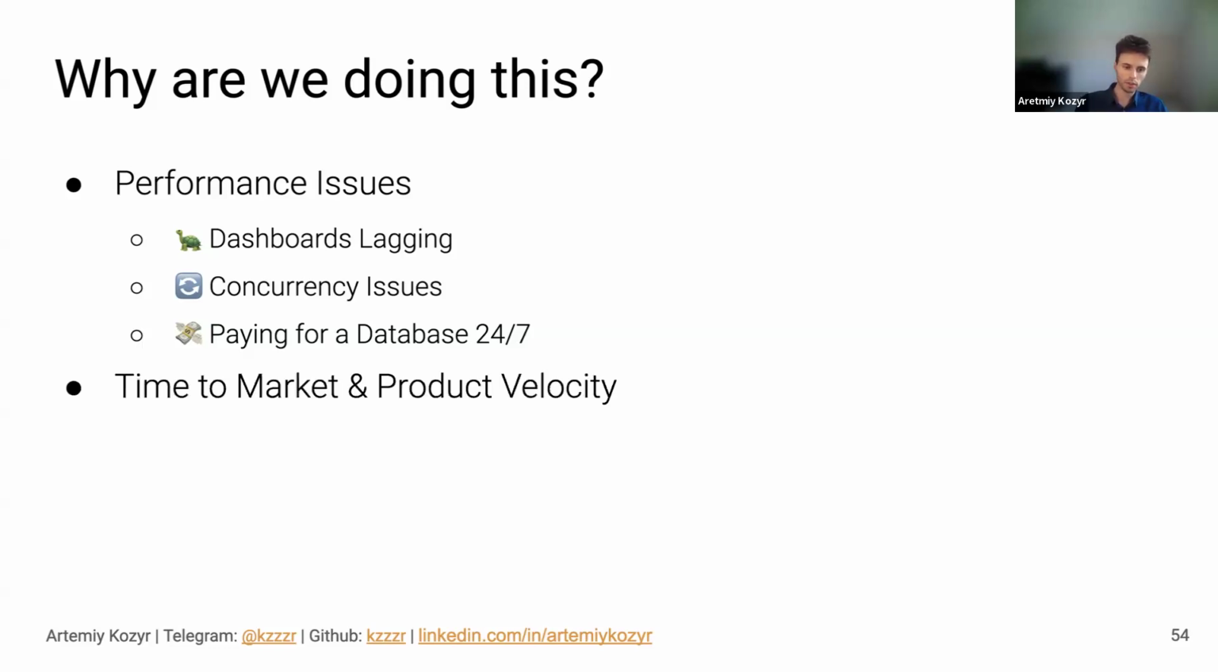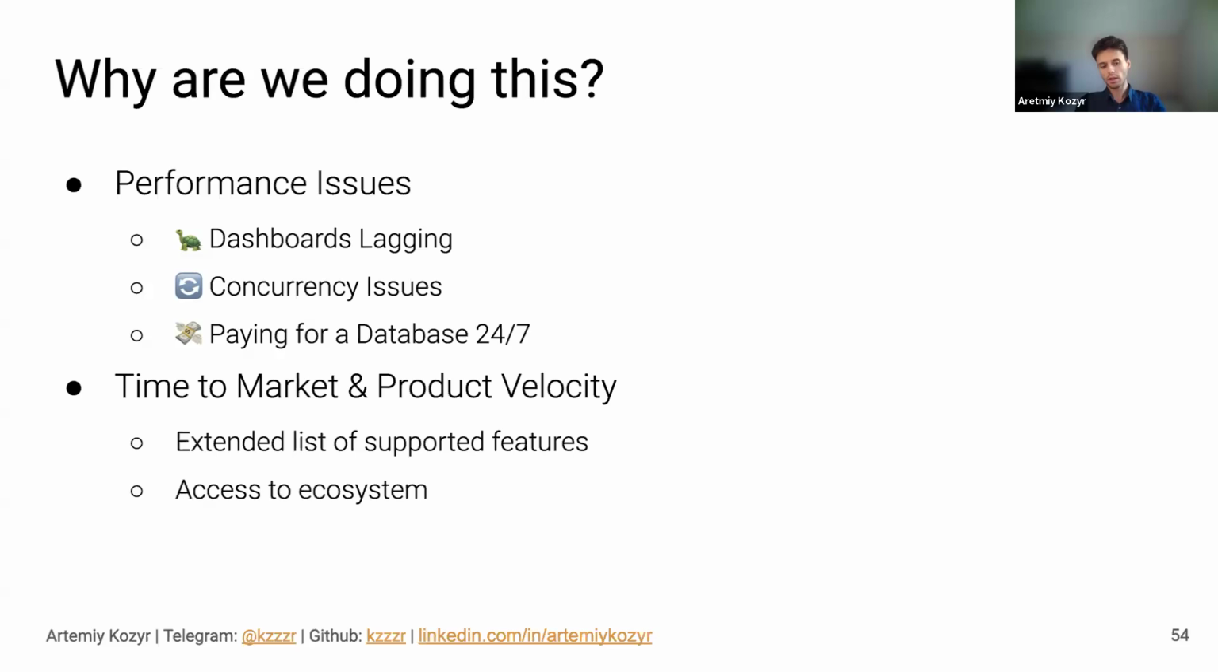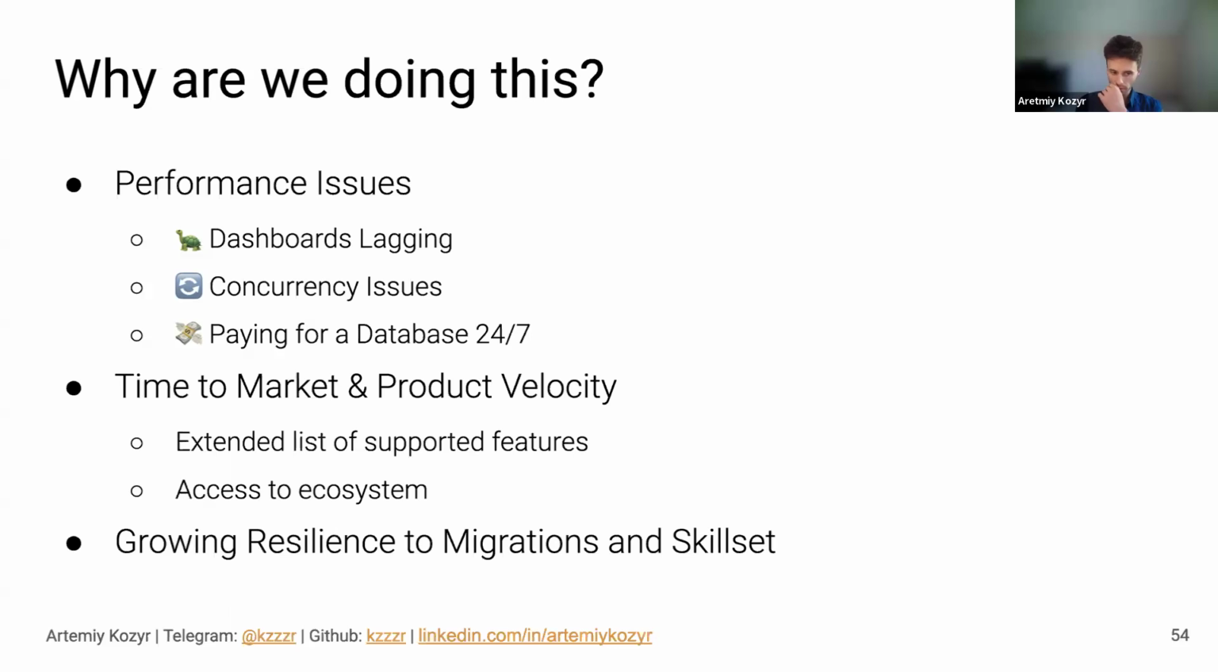Then it's about time to market and product velocity. Like I needed a list of complicated features supported, like semi-structured data, hexagons, H3 libraries, geospatial data, etc. And then I would want access to an ecosystem, like data sharing, like buying data sets from providers, and easily integrating and using them. And last one, but not least, growing resilience to migrations and skill sets.